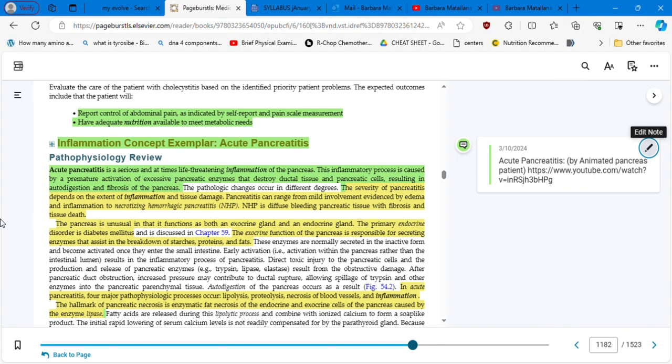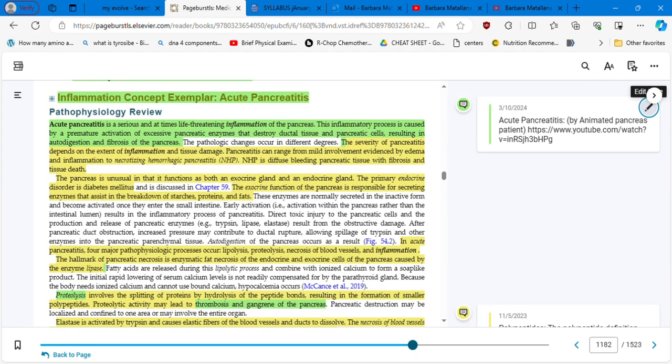Okay. Pancreatitis can range from mild involvement evidenced by edema and inflammation to necrotizing hemorrhagic pancreatitis, which is a diffuse bleeding of pancreatic tissue with fibrosis and tissue death. The pancreas is a serious matter. Actually, when a patient gets cancer in the pancreas, most of the time it is terminal. Okay, so you need to learn everything related to this organ very well.